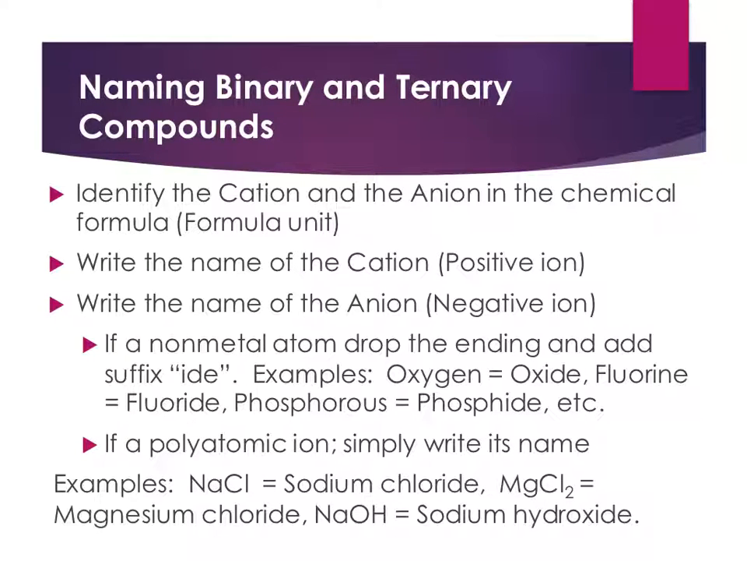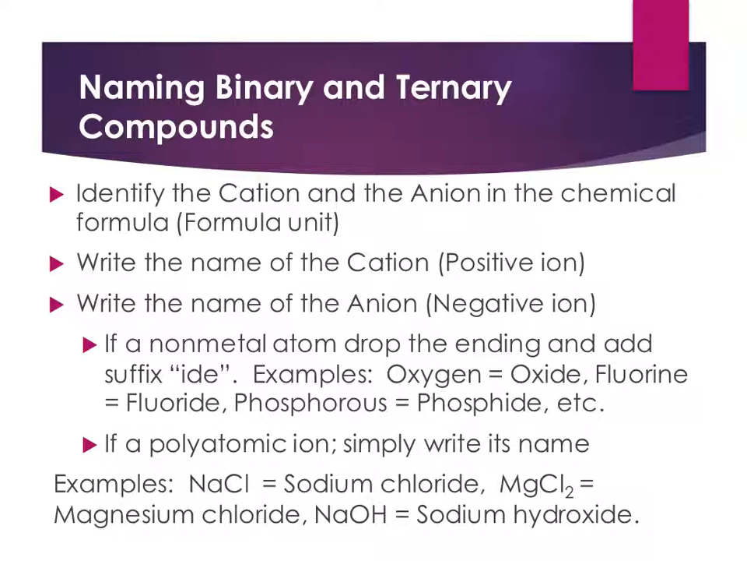So how do we name a binary or ternary ionic compound? Well, there are 4 steps involved. The first step is to identify the cation and the anion in the chemical formula. And remember, for an ionic compound, it's also called the formula unit. Then you're going to write the name of the cation, which is the positive ion. So you write the full name. And then you're going to write the name of the anion, the negative ion. So it's that simple. Write the positive ion first, the negative ion second.